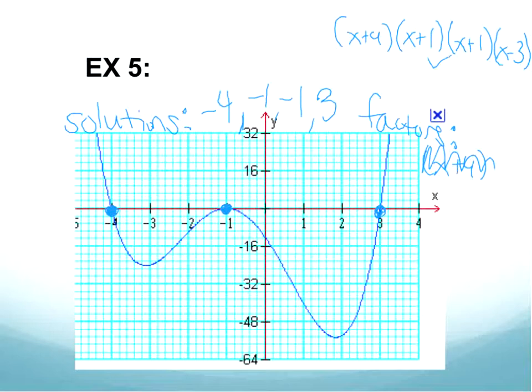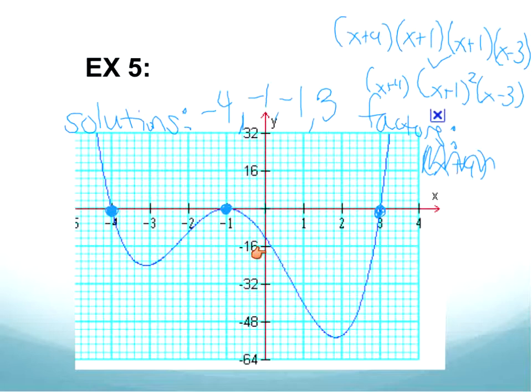There's one last way I can simplify this problem. Instead of writing it twice, I can say x + 1 squared. So let me pause for a second. If you have any questions, please type them in. So it crosses, you write it 1 time. It touches and changes directions, you're going to write it 2 times.